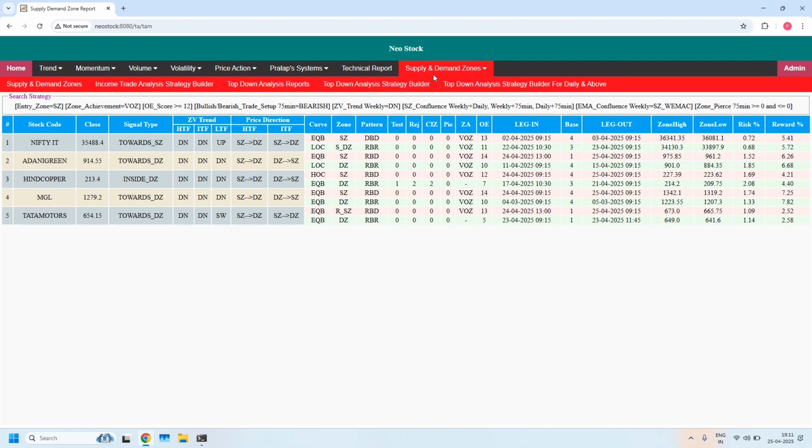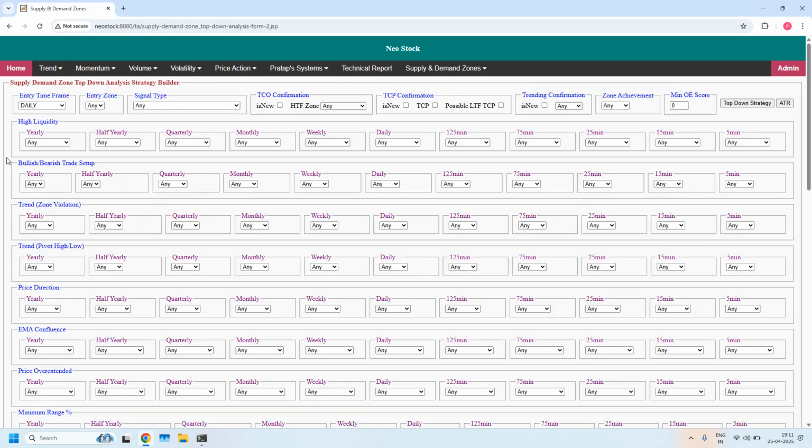Okay, next, daily income trade bullish trade setup. Entry time frame is 15 minutes. Entry zone, demand zone for bullish trade setup, and also bullish or bearish trade setup at entry time frame 15 minutes. I am selecting bullish.